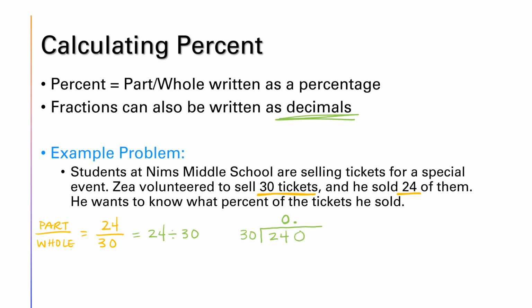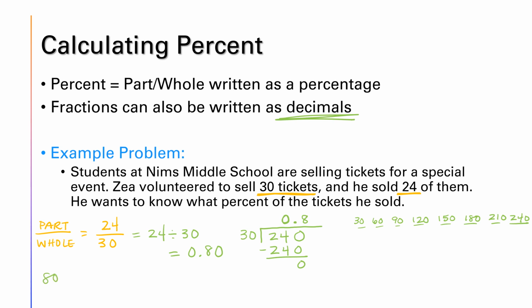30 does go into 240. Let's see, multiples of 30: 30, 60, 90, 120, 150, 180, 210, 240. So that's 1, 2, 3, 4, 5, 6, 7, 8. It goes into 240 eight times. 240 minus 240 is 0. Therefore, 24 divided by 30 is the decimal number 8 tenths, or we could say 80 hundredths.